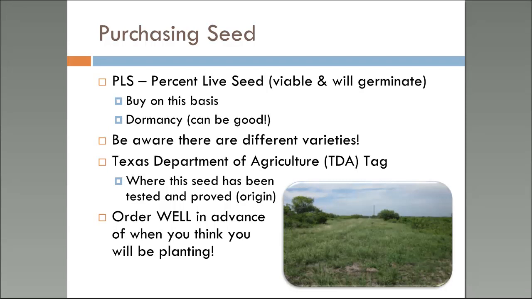Also on the seed tag, you're going to see dormancy. And I've gotten some questions about that because people think, well, it's got some dormancy in it, and so I don't think that's good because it's saying it's not going to germinate right away. But, you know, our weather in Texas can really vary. And so having some seeds that have a little bit of dormancy and may come up later on can be a really positive thing for keeping that site successful. So don't be scared if you've got a little bit of dormancy in your seed.